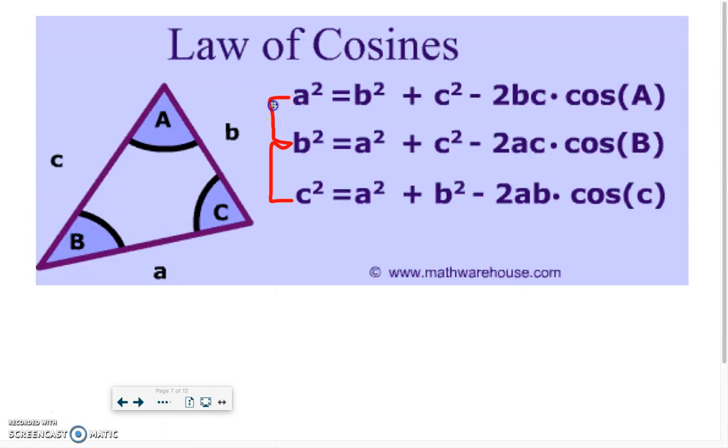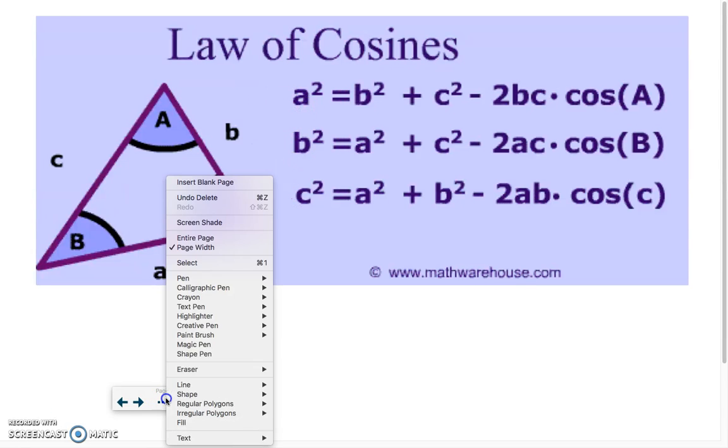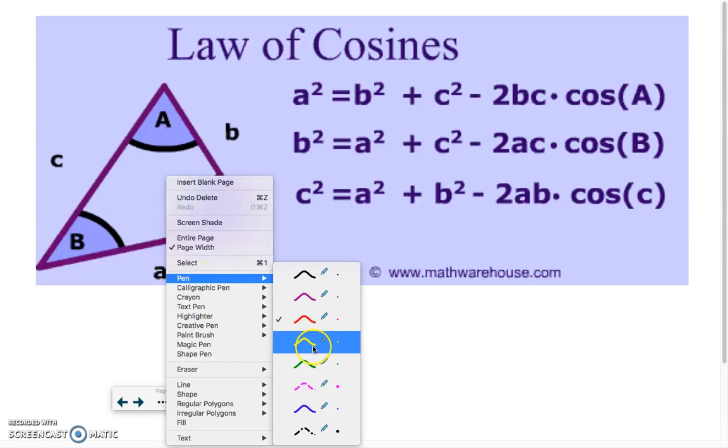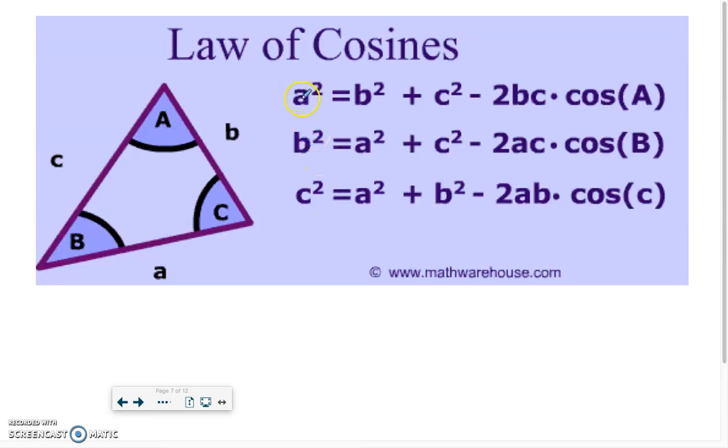For me, I don't just like to memorize one of them. The reason I'm going to say that is because if you know one, you really know them all. Because the only switch is that A has to match up with A. So if I'm looking for angle A, the side length that's across from it needs to be the lead term. If I'm looking for angle B, or I'm given angle B, then the side length B has to be the one that's by itself. And the same thing here. So these two have to match.